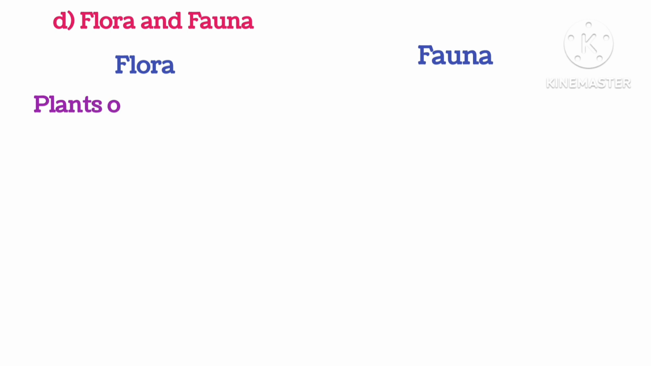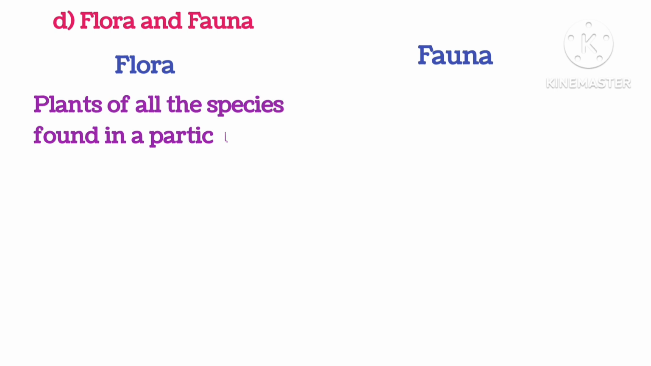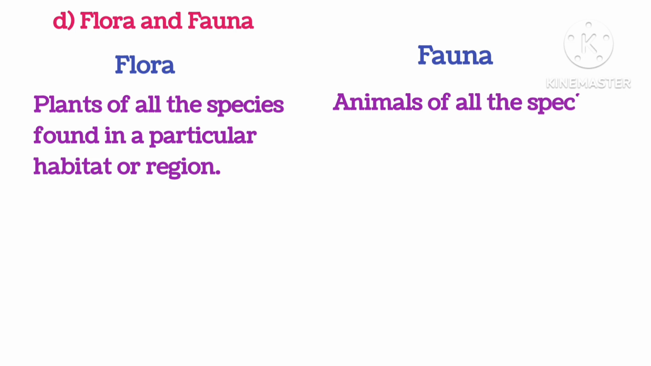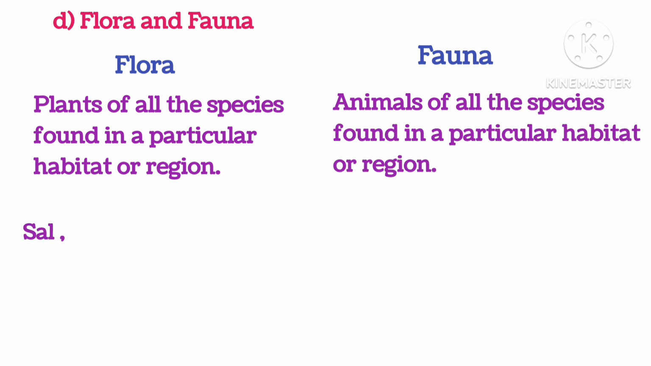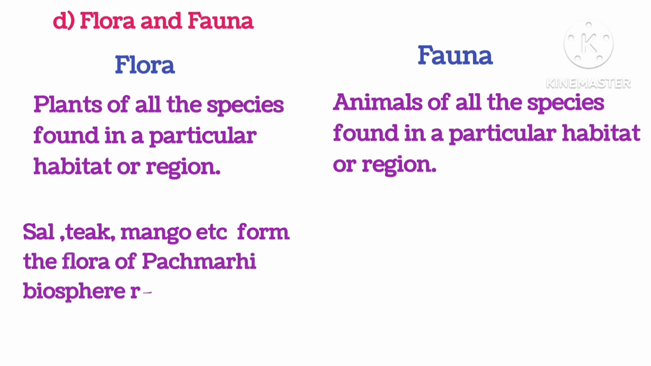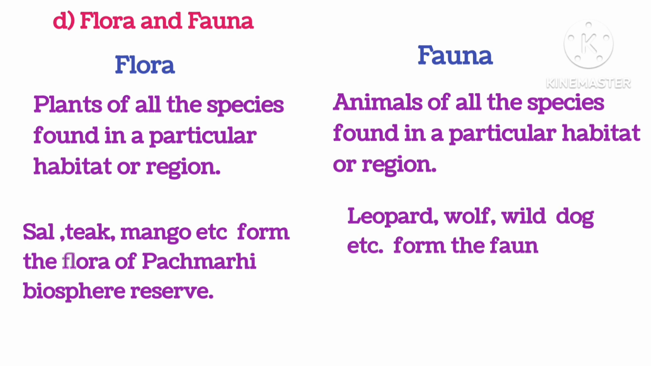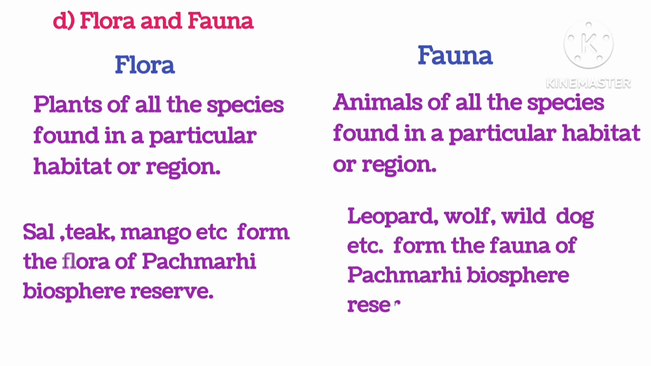Difference between flora and fauna. Plants of all species found in a particular habitat or region are called flora, and animals of all the species found in a particular habitat or region are known as fauna. Examples of flora are sal, teak, mango, which form the flora of Pachmarhi Biosphere Reserve. Similarly, animals like leopard, wolf, wild dogs are the fauna of Pachmarhi Biosphere Reserve.